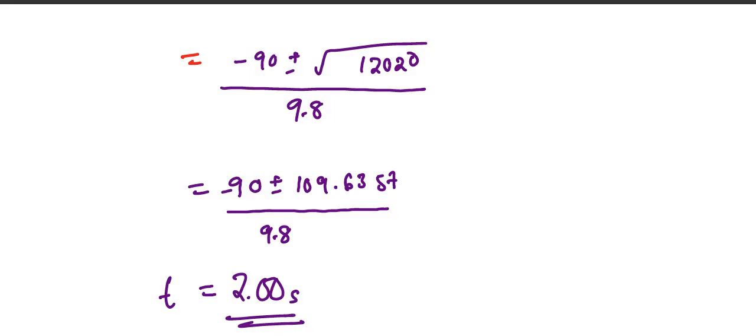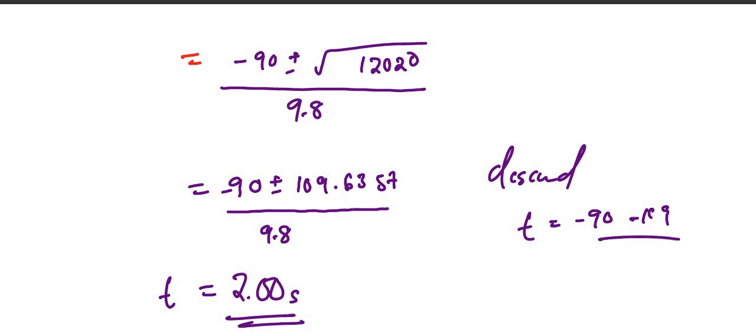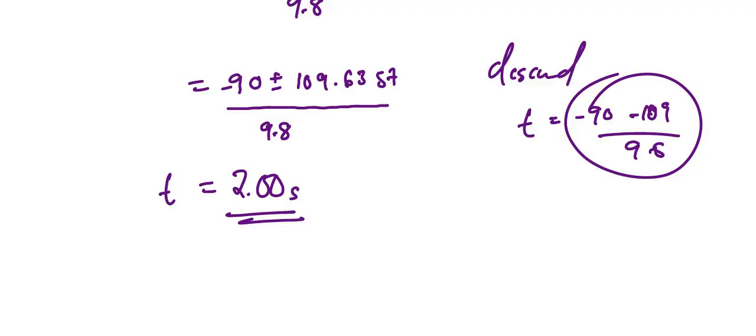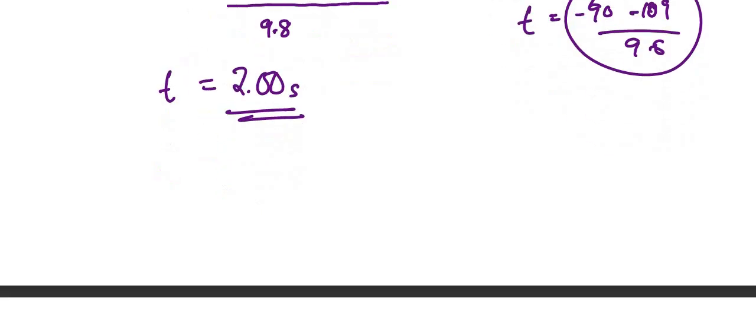Then the other one will be wrong because time can never be negative, right? So we cannot have this. We discard t to be negative 90 minus 109, then over 9.8, because it's going to produce a negative time, which is wrong. So if the time is 2 seconds, that's the time it takes for it to fall down. We can simply get the range. The velocity is this, 90 meters per second.